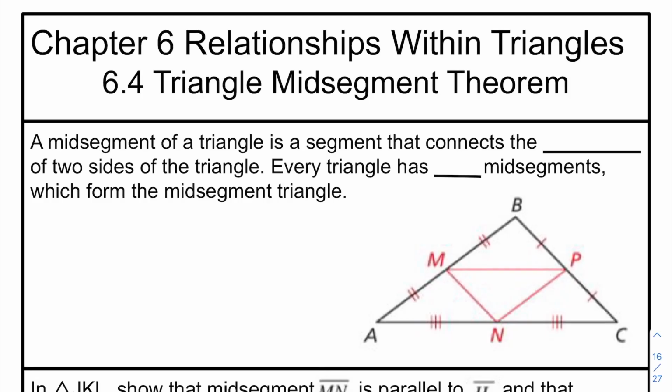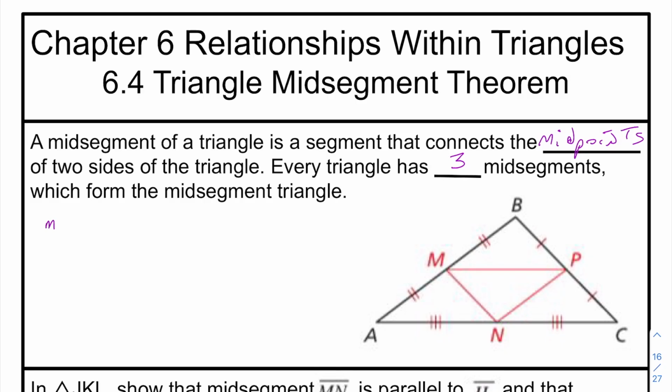All right, so let's talk about triangle midsegments. A midsegment of a triangle is a segment that connects the midpoints of two sides of the triangle. And every triangle has three midsegments, which form the midsegment triangle. And why are there three? Because it's a triangle. We always have three.